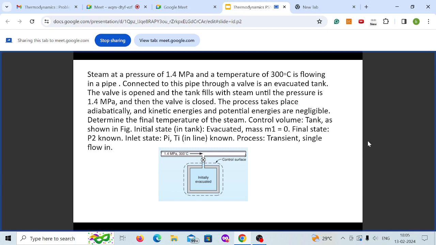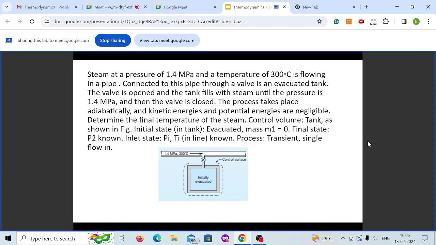So moving on, we'll see the first problem. We have steam which is going through a pipe at a pressure of 1.4 megapascal and a temperature of 300 degrees Celsius. So we have a steam pipe carrying steam at the specified 1.4 megapascal and 300 degrees Celsius. Now you are connecting this steam pipe to a vessel, an evacuated tank. Initially there is nothing inside, so it is an evacuated tank. You are connecting that through a valve.